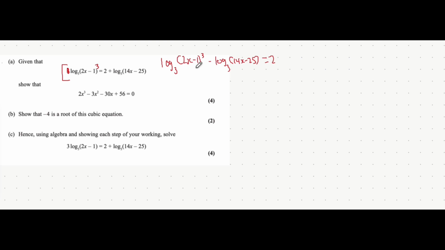Now, when you're subtracting logarithms and the base is the same, you're dividing the insides of the logarithms. So we can say that the left-hand side can become log base 3 of 2x minus 1 all cubed divided by 14x minus 25. And you can say all of that is equal to 2.